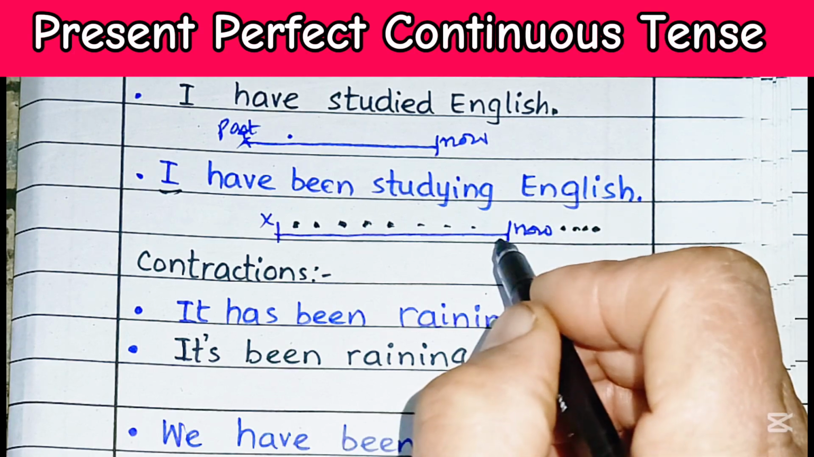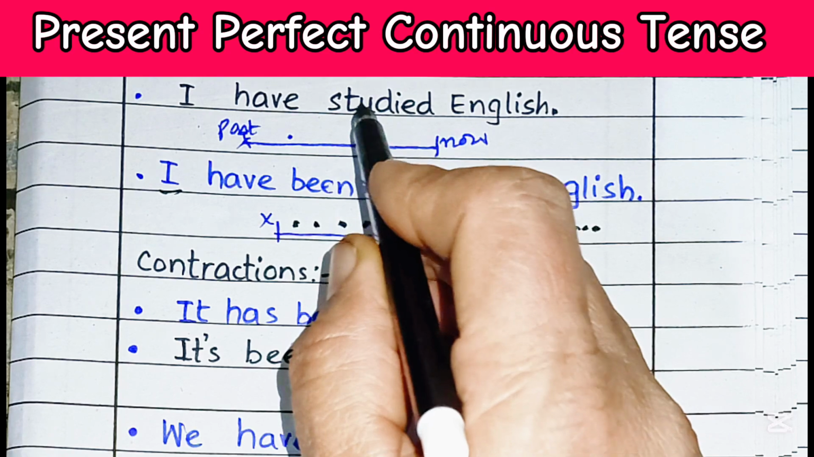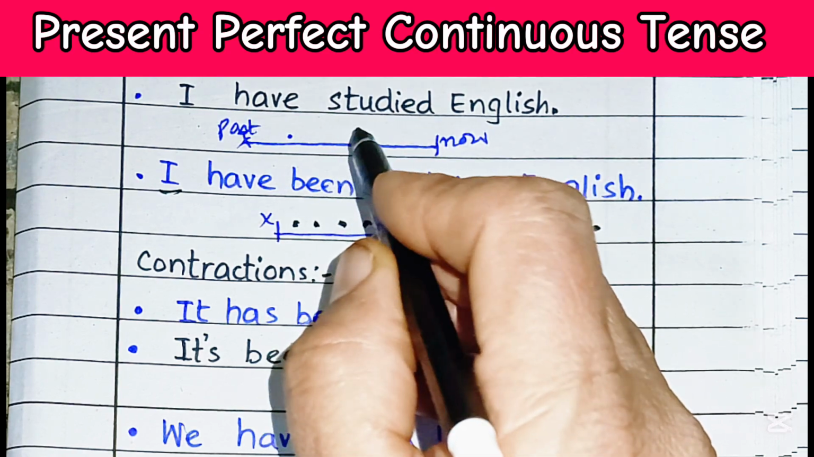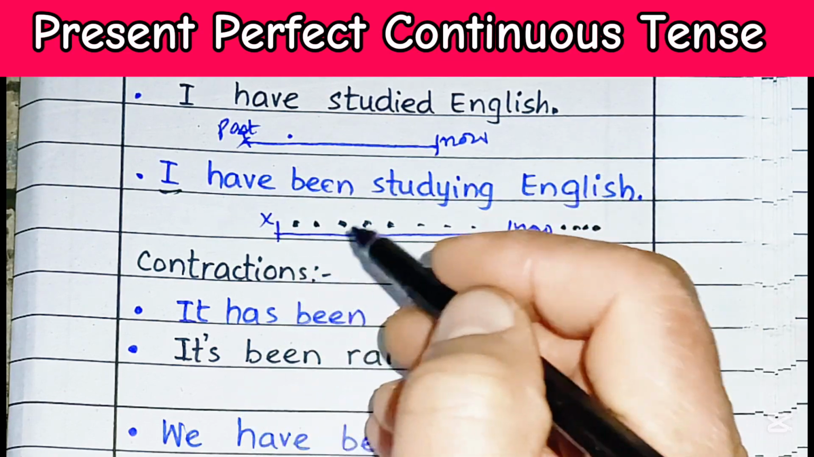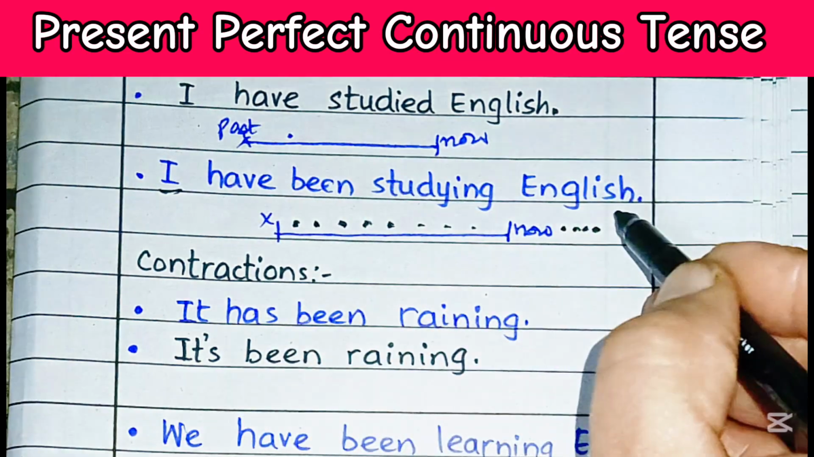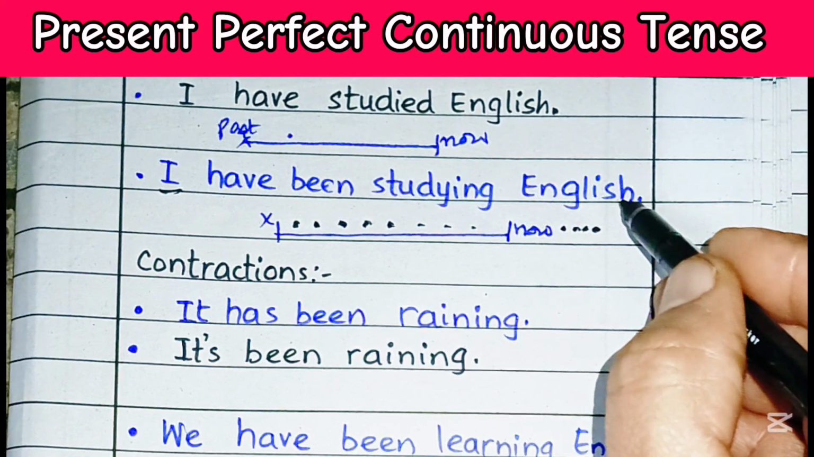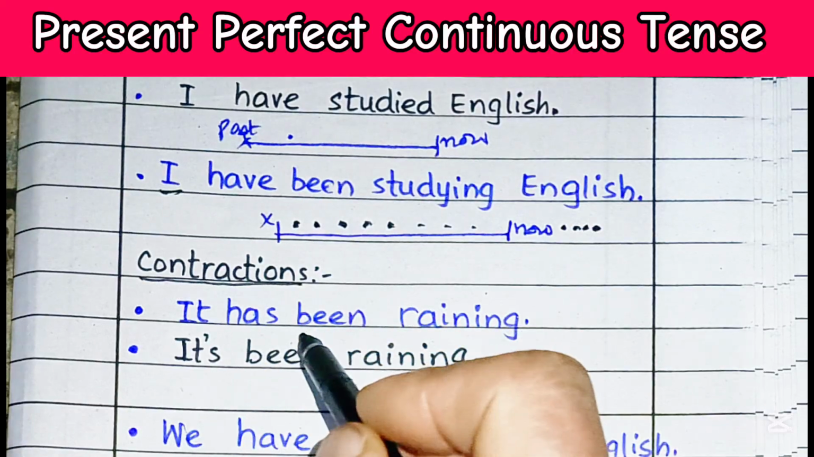But in the first sentence, there is a possibility that the subject is not doing it now, but did it sometime in the past. We just don't know when exactly this happened. So this is a big difference between present perfect and present perfect continuous tense. Now let's talk about contractions.